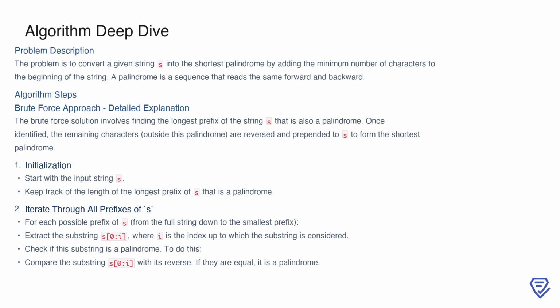Here's how the brute force approach works. First, we initialize by starting with the given string and keeping track of the length of the longest prefix that is a palindrome. Then, we iterate through all possible prefixes of the string, starting from the full string and working our way down to smaller prefixes. For each prefix, we extract the substring and check if it is a palindrome by comparing it with its reverse. If the substring matches its reverse, it qualifies as a palindrome.